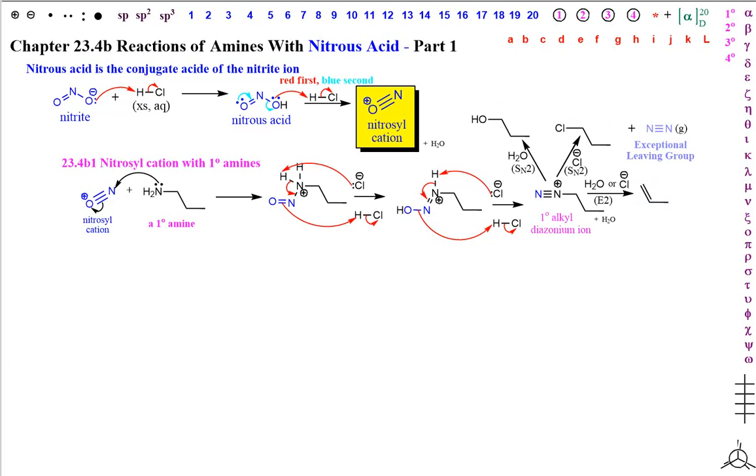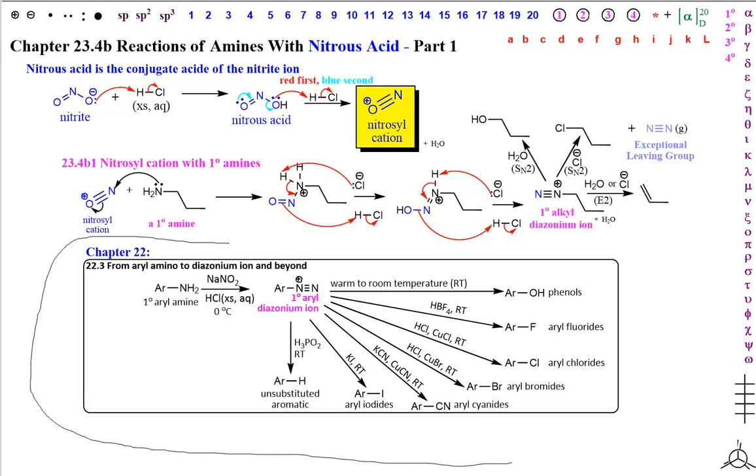So we don't find a great deal of utility with nitrosyl cations reacting with primary amines, except as a diagnostic test. The presence of bubbles at the end indicates that you started with a primary amine. As you will see with the mechanisms of secondary amines and tertiary amines, where we do not see the gas generated.